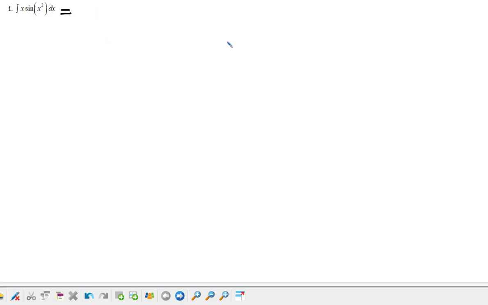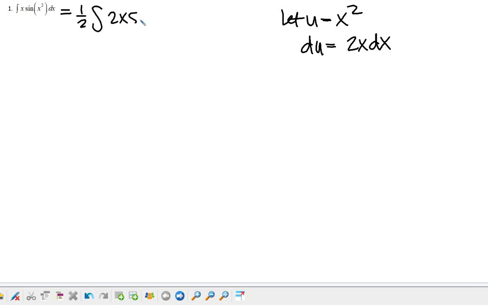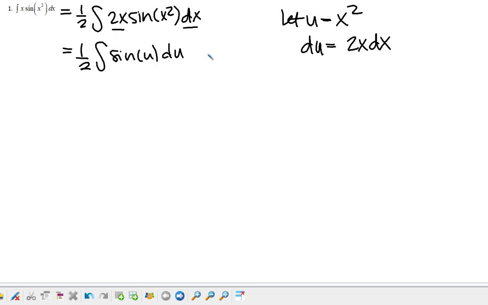Okay, so that leads me to let u be x squared because I have du if I let u be x squared. So du is 2x dx. So really all I need in here is a 2, and I can do that by keeping everything balanced by adding that 1/2 on the outside. So then I have u and I have du. So this gives me 1/2 the integral of sine of u, and then my 2x dx becomes my du.